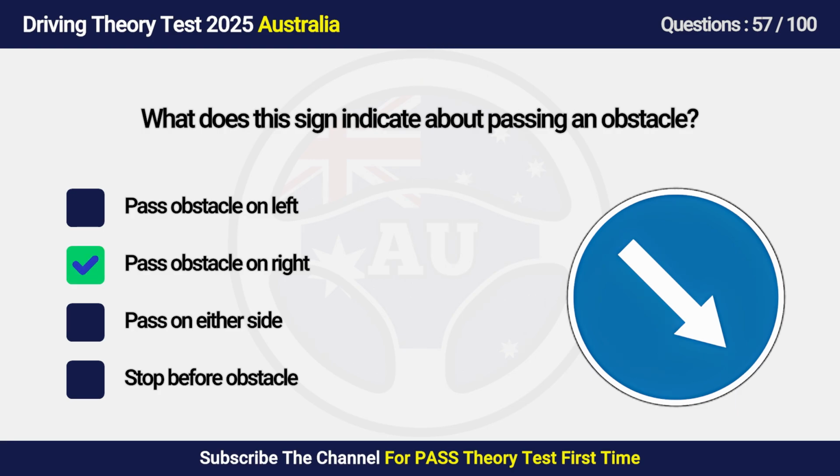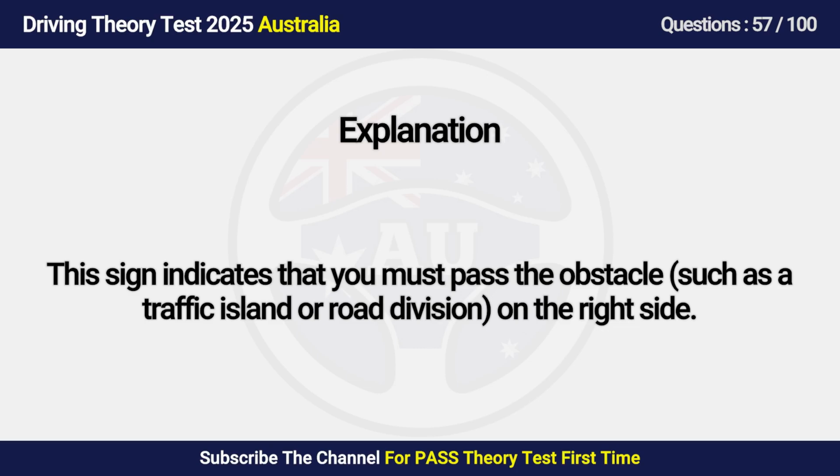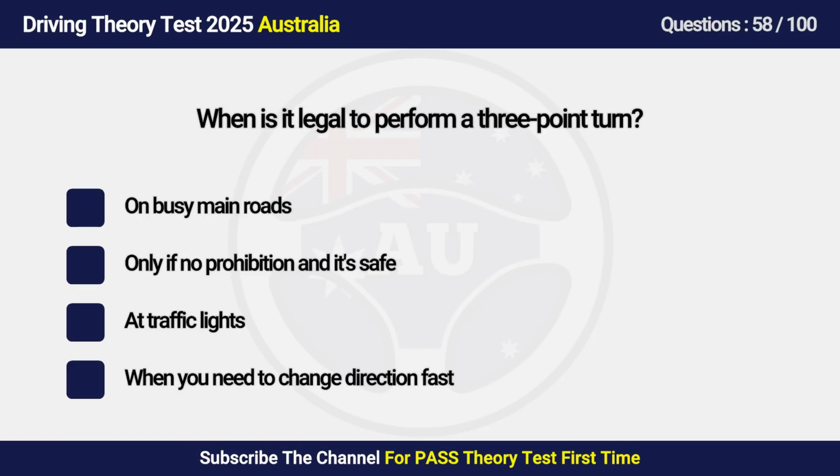Answer is B. Pass obstacle on right. This sign indicates that you must pass the obstacle, such as a traffic island or road division, on the right side.